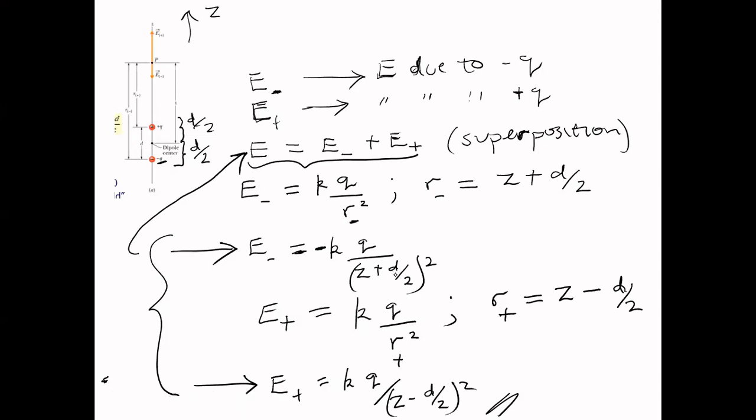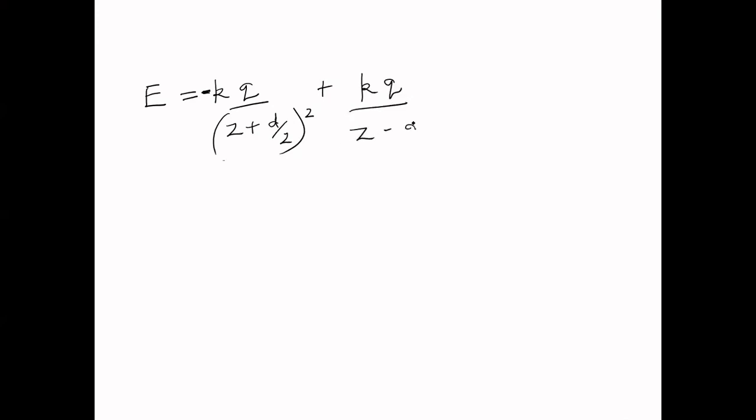I'm in slideshow mode. Okay, so if you go ahead, then you find that your electric field, adding those two things, will just be equal to K Q over (Z plus D over 2) squared. Now here I must have a minus. Remember there was that minus because it was pointed downwards. And then I must also have K times Q over (Z minus D over 2) squared. Okay, so this is positive because it is pointing upwards, and this is negative because it is pointing downwards.